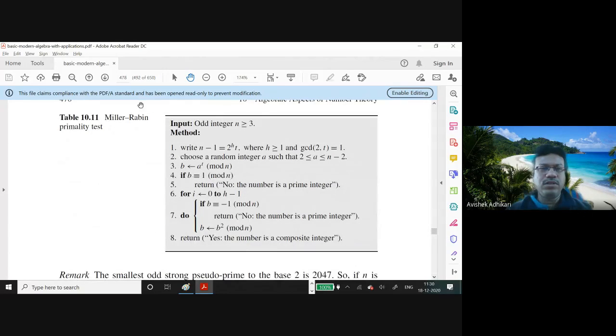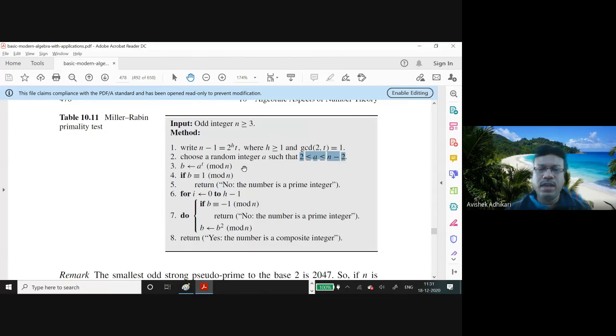So this is the Miller-Rabin primality testing. It's a very small form. The input is your n, which has to be an odd number greater than or equal to 3. What you are going to do is write n minus 1 in terms of 2 to the power h into t, as I've already mentioned, where h is greater than or equal to 1 and GCD of 2 and t is 1. That means you have taken out all the even part from n minus 1, and that becomes 2 to the power h. Then you have to choose a random integer a between 2 and n minus 2.